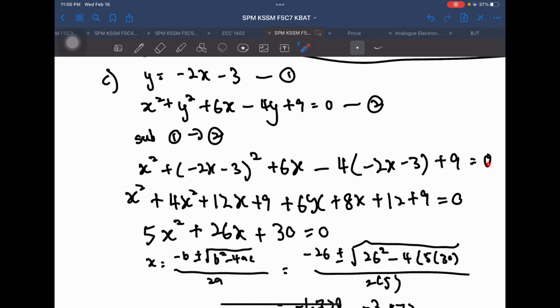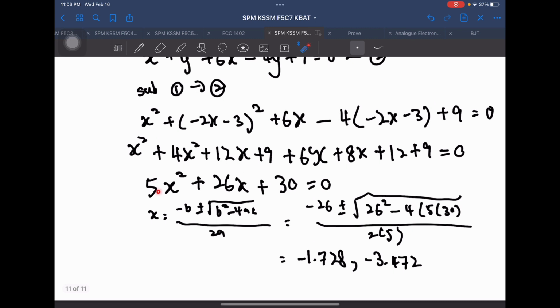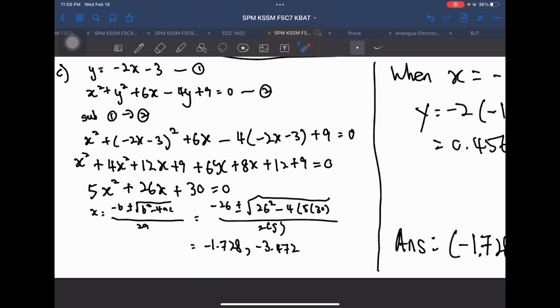So just sub 1 into 2, or the y, replace it with negative 2x minus 3, got this. And then expand it like what we did, got this. Sum up all the terms, you will get this. And since this cannot be factorized, I choose to use the general formula to get the solutions. So pressing your calculator, you got x equals negative 1.728 and negative 3.472.